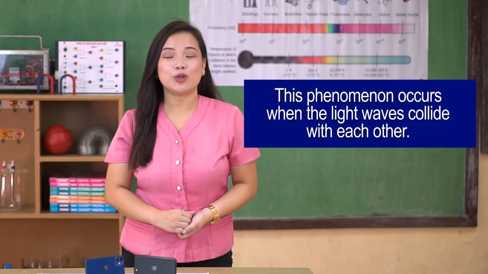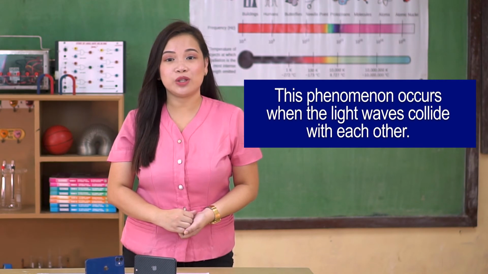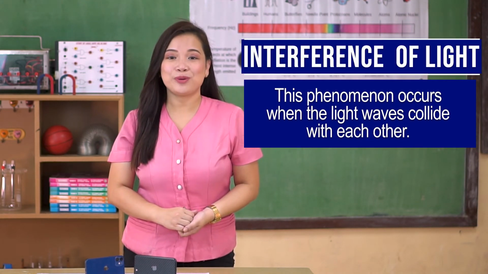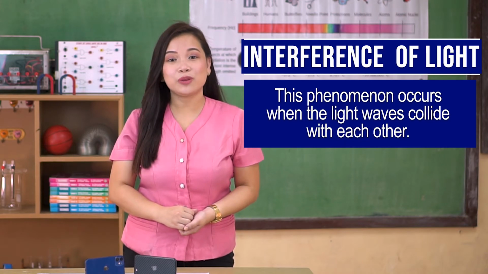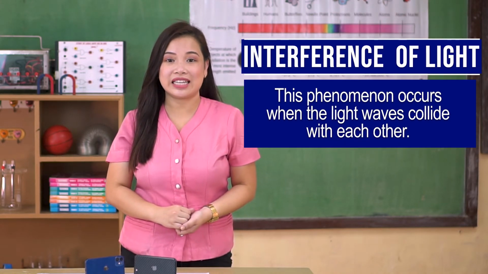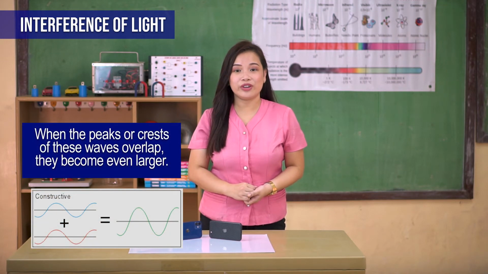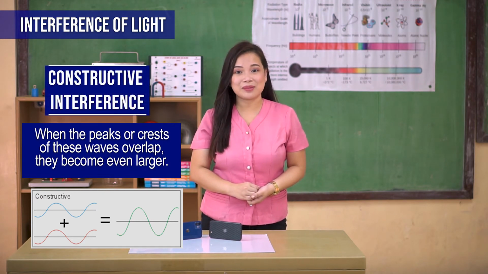The phenomenon that occurs when the light waves collide with each other is called interference. Light moves in various directions, so the light waves are constantly striking against each other. When the peaks or crests of these waves overlap, they become even larger. This is called constructive interference.